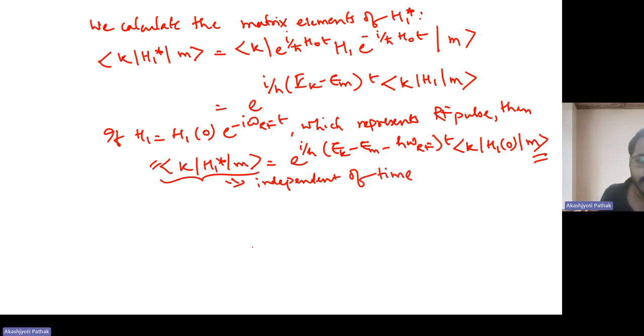In fact, under resonance condition, this term Ek minus Em minus h cross omega rf will be 0, right? And there will be no time dependence at all. So during the time of the pulse, we can say that h1 star can be assumed to be time independent and is equal to the amplitude of h1.